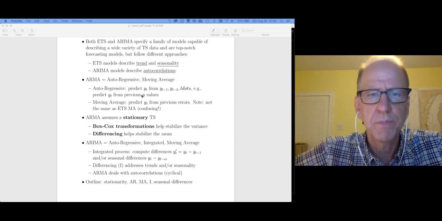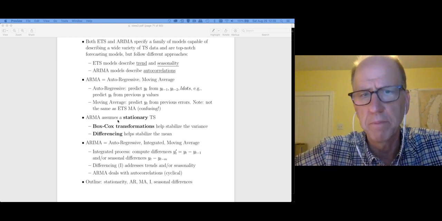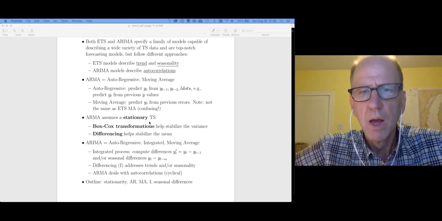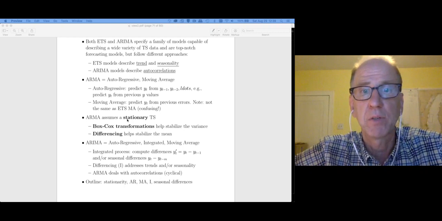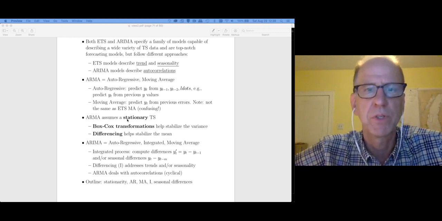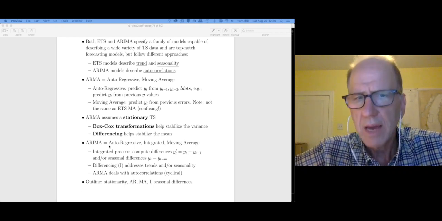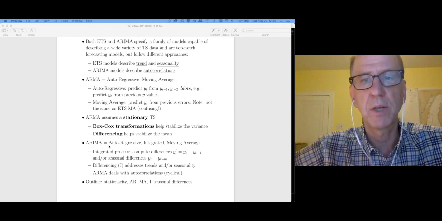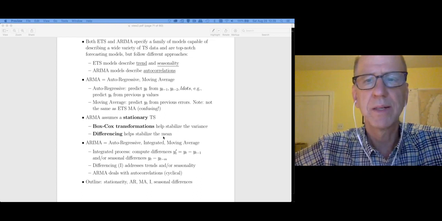These ARMA models are going to assume that our time series is stationary. More on stationarity in a minute. We talked quite a bit about this back in week 1. What are we going to do if we don't have stationary data? What if we have a trend? What if we have seasonality? What if we have heteroscedasticity? The answer to those questions is that we're going to use Box-Cox transformations to stabilize the variance, and we'll take differences to stabilize the mean.